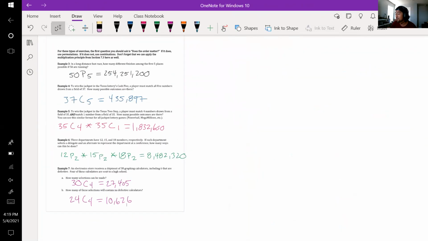Okay, so 7.4. This is all about permutations and combinations. So let's learn about factorials. Look for the factorial button on your calculator. If you have a TI calculator, you'll probably have it under the probability menu, or you can just look in your catalog or on the actual computer for an exclamation mark. But again, I'll be using Desmos.